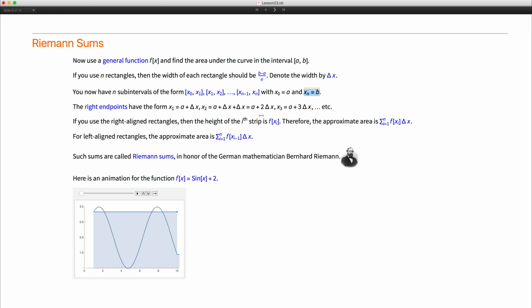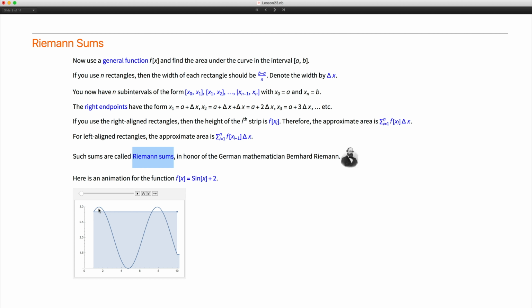And so what you see over here is that the area of any one rectangle will be the width of the rectangle times the height. So let's say if you work with right-aligned rectangles, then that height will be f of x_i, and that's the total area, the sum. But if you work with left-aligned rectangles, then you get a similar sum, but with x_(i minus 1) as the point at which you evaluate. These sums are called Riemann sums because they were discovered by the famous German mathematician Bernhard Riemann.